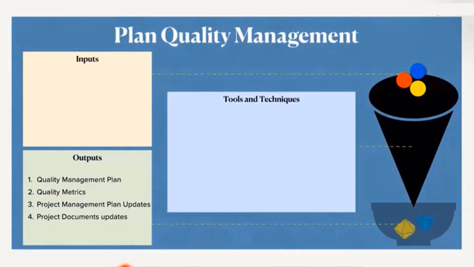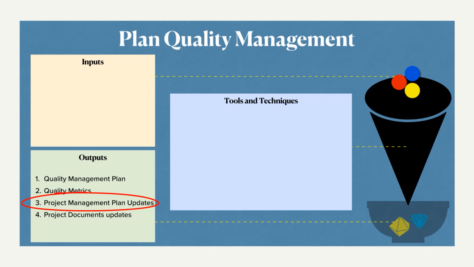Next thing is project management plan updates. What can be updated here? The risk management plan can be updated. The scope baseline can be updated as outputs, and different project documents also get updated. Lessons learned can be updated. The requirements traceability matrix can be updated. The risk register can be updated, or even the stakeholder register. So all these things are going to be outputs after we finish the plan quality management process.